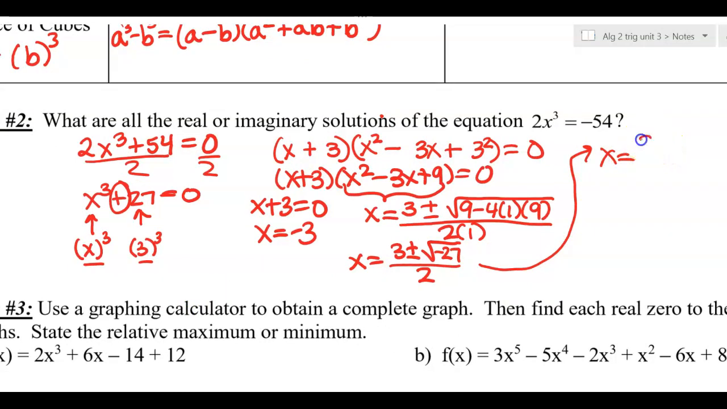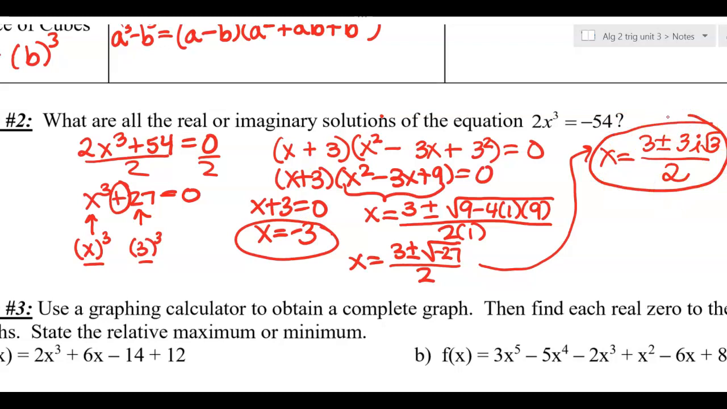So there's a negative. So what does that have to do? 27 is 9 times 3. So the square root of 9 means a 3 outside and a 3 left inside for the other factor of 3. Okay, so we have one real solution, but 3 total solutions for this cubic. Our real solution is negative 3, but we also have these 2 complex solutions.